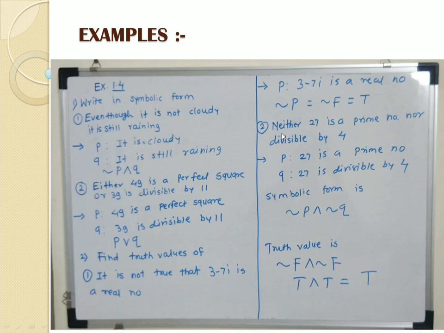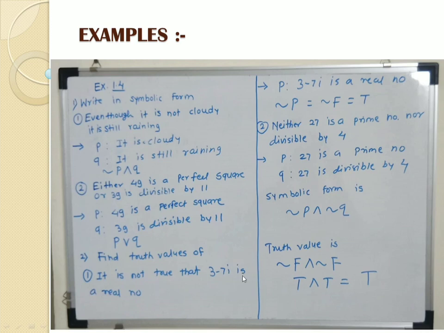Next example: neither 27 is a prime number nor divisible by 4. So here the P simple statement is 27 is a prime number and the Q simple statement is 27 is divisible by 4. So first write the symbolic form of this statement. Neither-nor is also an example of conjunction. So first we define the P statement as 27 is a prime number. But in the example it is given that neither 27 is a prime number nor divisible by 4. Therefore the symbolic form is negation of P and negation of Q.